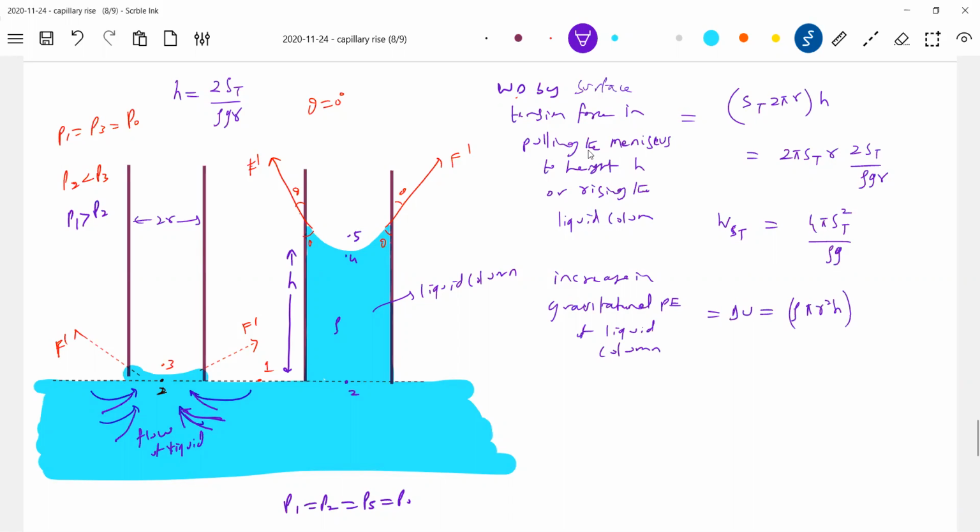Gravitational potential energy is possessed by a body by virtue of its height. What is the mass of the liquid column? Rho pi r square. But sir, you are showing a meniscus, but you are writing a cylindrical volume. The volume of liquid in the meniscus is negligible compared to the volume of liquid in the capillary tube. Okay, this is the mass into gravity. What shall I write for height here? H or h by 2?